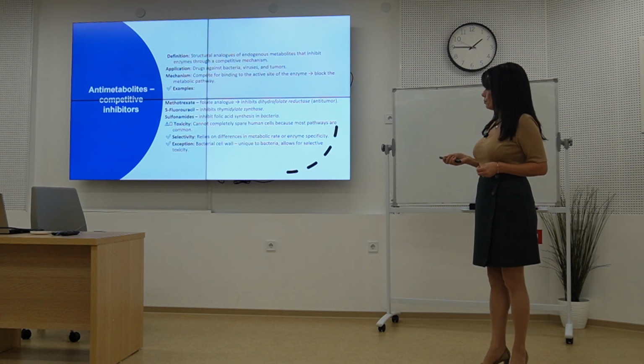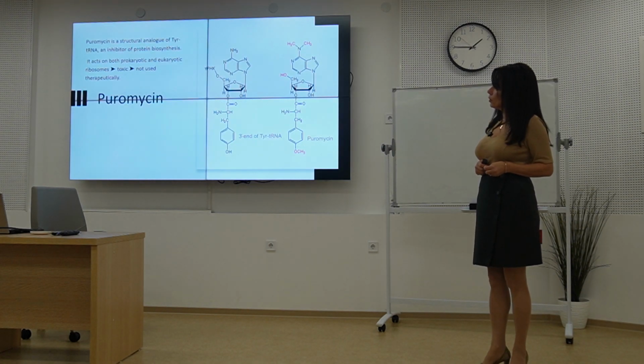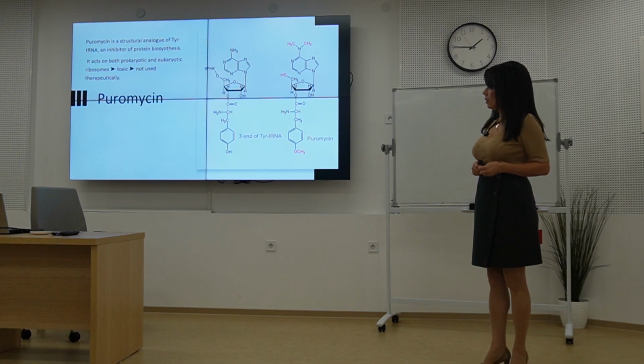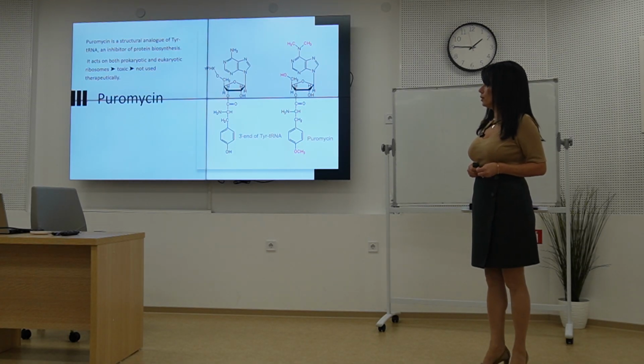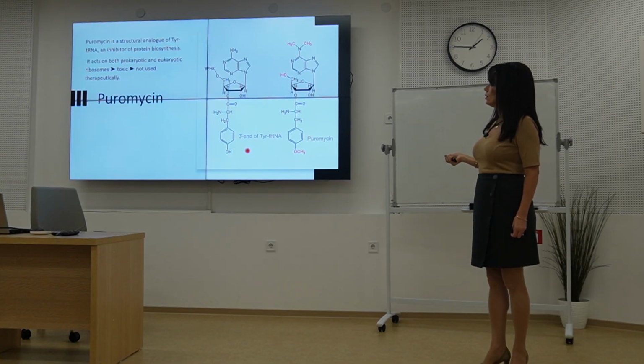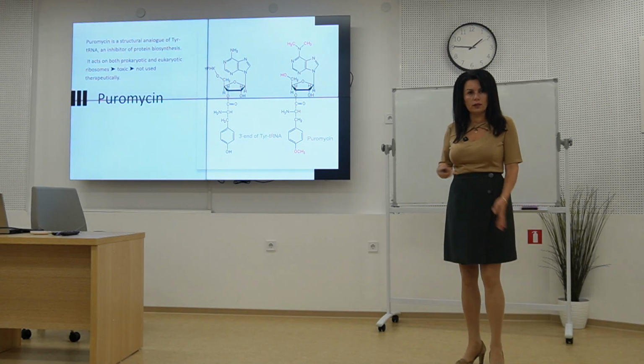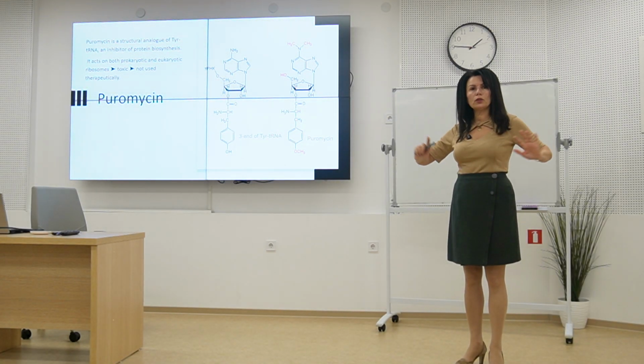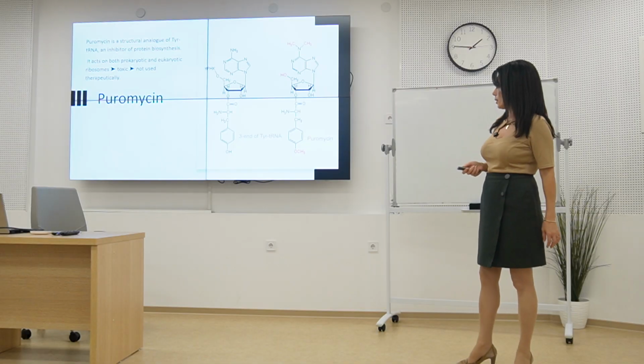And look at the first example, students. Puromycin is a toxic drug, not used therapeutically. This is puromycin, a structural analog of tyrosyl tRNA and an inhibitor of protein biosynthesis. You can see the very similar structure of this drug.